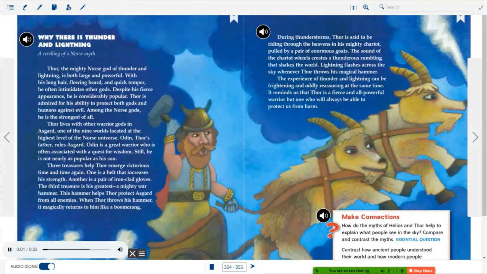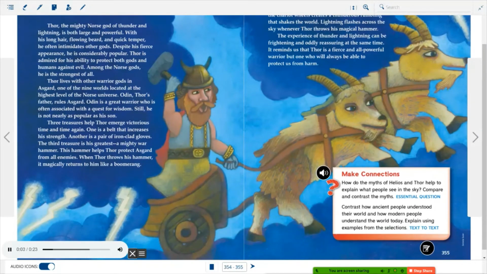Make connections. How do the myths of Helios and Thor help to explain what people see in the sky? Compare and contrast the myths. Contrast how ancient people understood their world and how modern people understand the world today. Explain using examples from the selections.